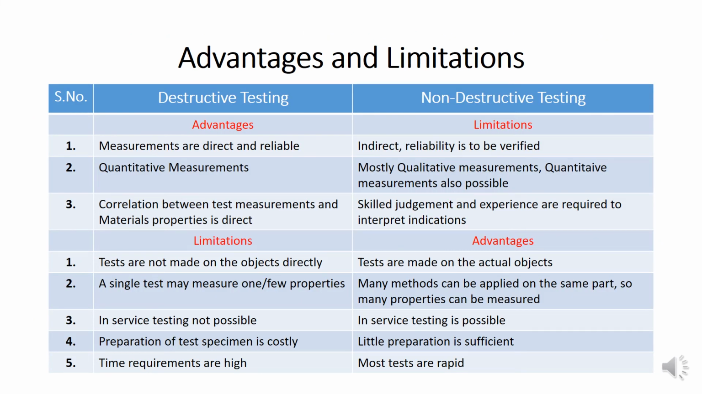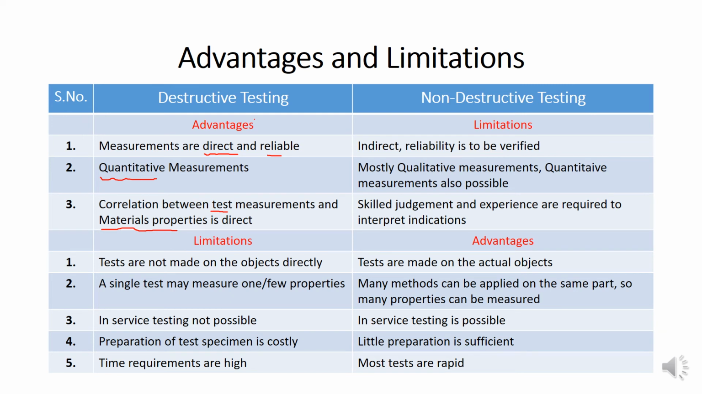So if we have to see advantages and limitations, firstly, the advantages of destructive testing are that it is direct and reliable. It gives quantitative measurements, meaning it gives you a value about your measurements, and there is a correlation between test measurements and material properties. Likewise, when you are performing a tension test, you will get the values of force and displacement, so that will give you a clear relation between your material property and those force and displacement values.